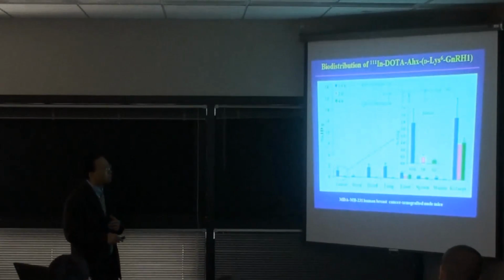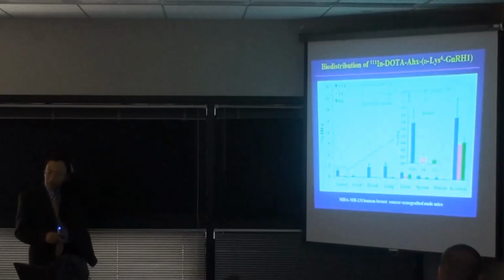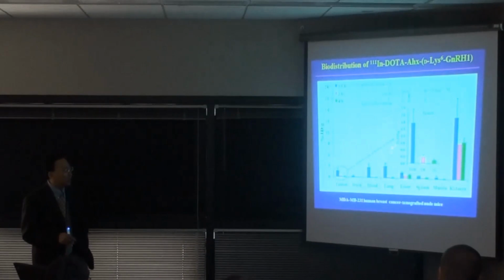This slide shows you the biodistribution of this indium-DOTA-GnRH1. As you can see, this tracer displays a very fast tumor uptake. At 0.5 hour post-injection, it reached about 1.8% ID per gram in the tumor, demonstrating that we can possibly use this one for cancer imaging.